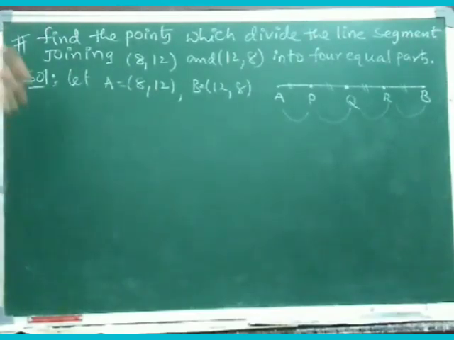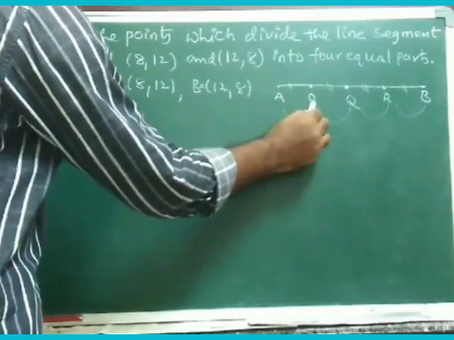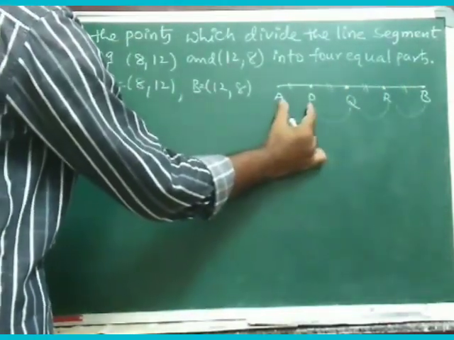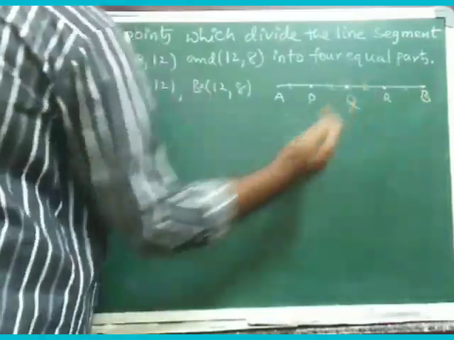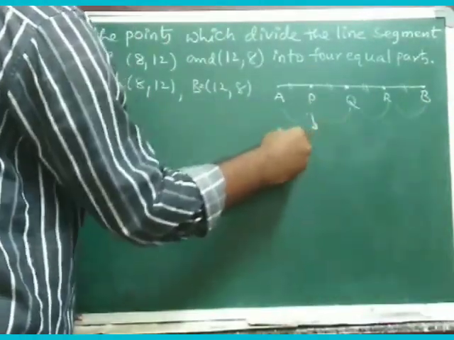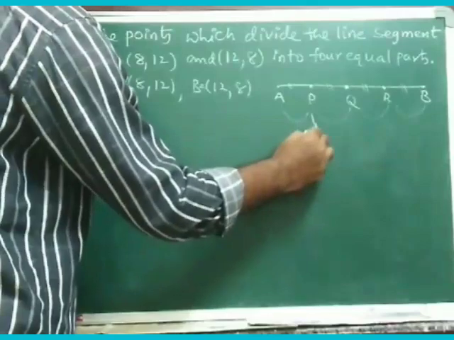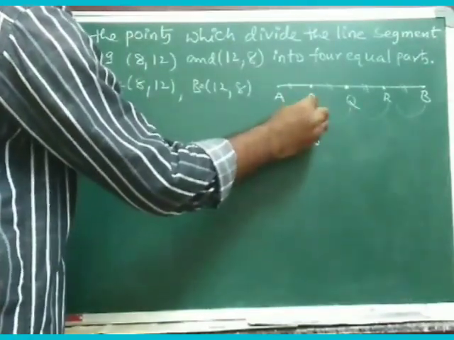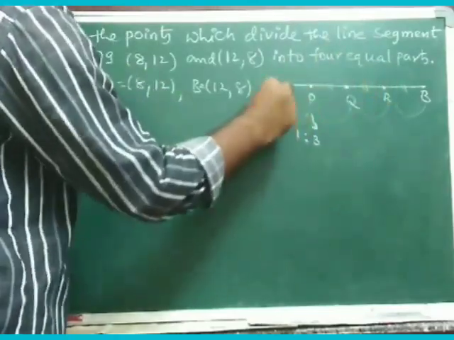Now you know how can we find P? So clearly P divides into how many parts? This is part 1, but the rest of them are 3. P divides the entire AB in the ratio 1:3, isn't it? So P divides AB bar in the ratio.